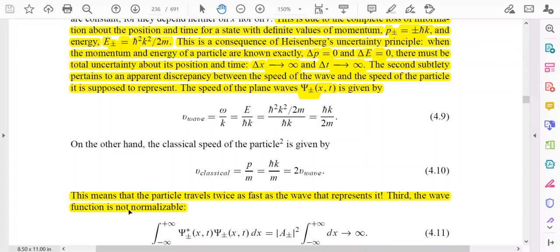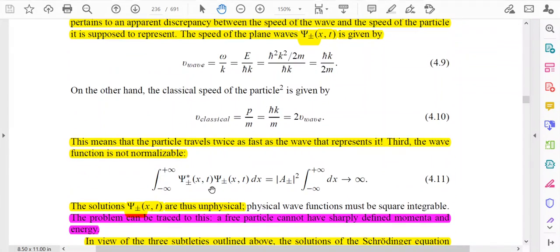Thirdly, the wave function is not normalizable. If we perform the integration from minus infinity to plus infinity of psi star psi dx, this gives mod of A square times the integration of dx from minus infinity to plus infinity. That means it is infinite, so the wave function is not normalizable. So we can conclude that psi plus minus x t, the solutions of the Schrodinger equation, are unphysical in nature. A physical wave function must be square integrable.